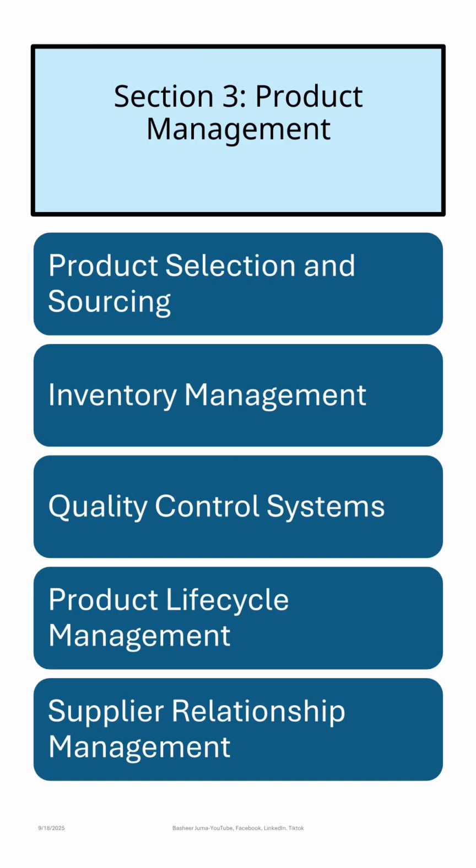We have discussed the following: product selection and sourcing, inventory management, quality control systems, product lifecycle management, supplier relationship management. You've just completed Section 3, Product Management.